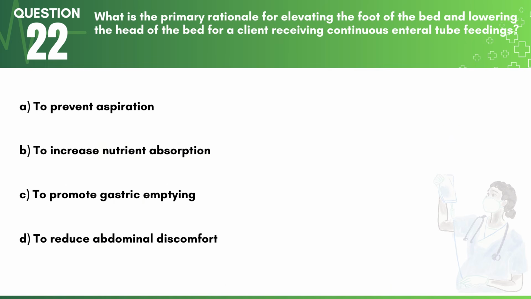Question 22. What is the primary rationale for elevating the foot of the bed and lowering the head of the bed for a client receiving continuous enteral tube feedings? A. To prevent aspiration. B. To increase nutrient absorption. C. To promote gastric emptying. D. To reduce abdominal discomfort.